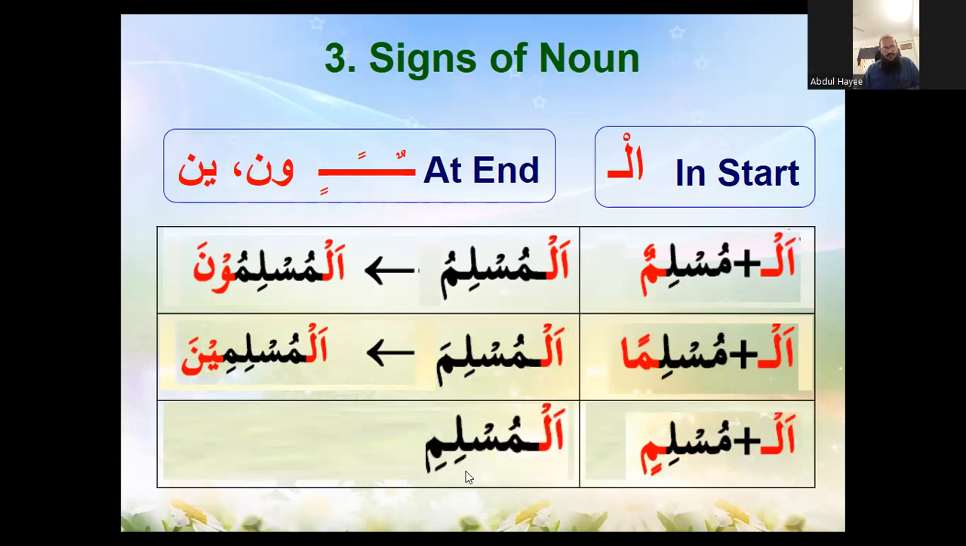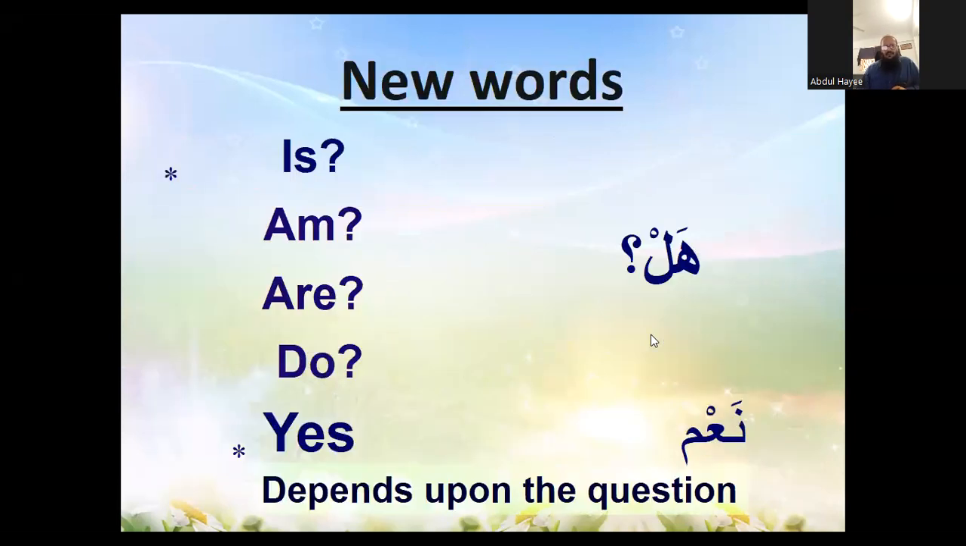And I want to make it plural. I will add again ya nun. What will it become now, if I add the ya nun? Al-Muslimin. Again the same. Either it's a fatha or kasra, the plural will always be the same: al-Muslimin. But when it is dhamma, it will have waw: al-Muslimun.